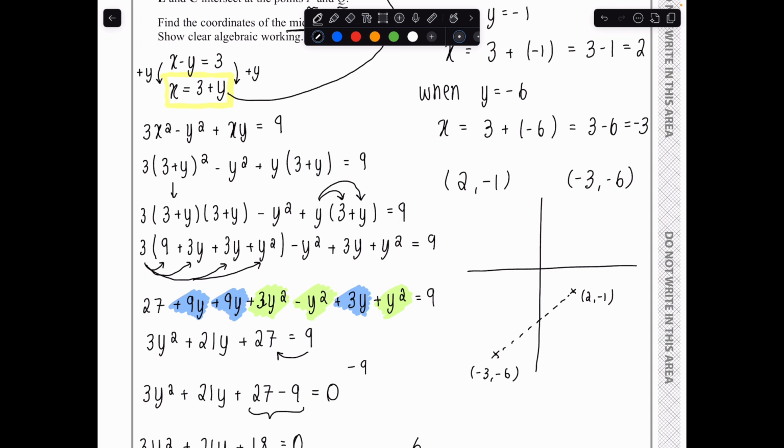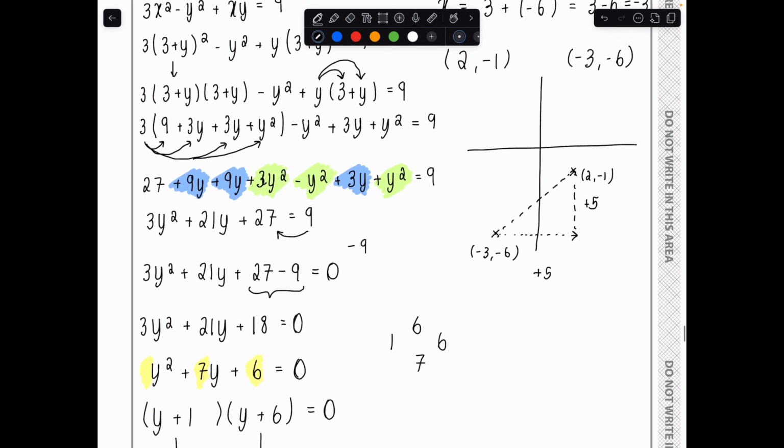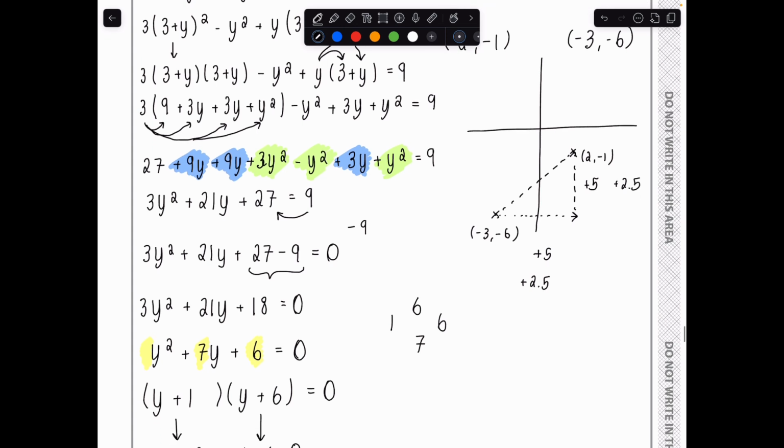So one way that we could think about it is to go from -3 to 2. How many do we need to move in the x direction? We need to move +5 in the x direction, don't we? Now, what about in the y direction? In the y direction, we need to move another +5 as well, because we're going from -6 to -1, aren't we? But from here, what about if we do exactly half of that? What if we move +2.5 in the x direction and +2.5 in the y direction? Let's see if that works.